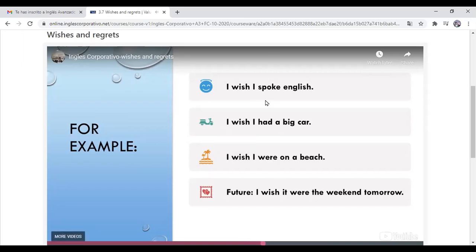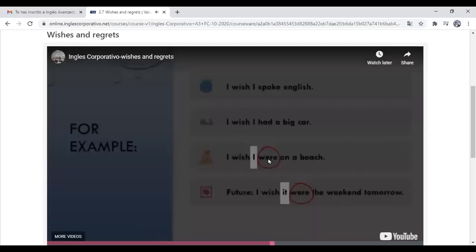So, how do you say, me gustaría que no hablaras esas cosas? I wish you didn't speak about those things. Okay. How do you say, me gustaría que él no tuviera un carro grande? I wish he didn't have a big car. Good. How do you say me gustaría no estar en la playa? I wish I weren't on a beach. Very good. Did you notice the use of were when using the pronoun I and it? So what is the past tense of are? Were. How do you say dónde estaba usted? Where were you?